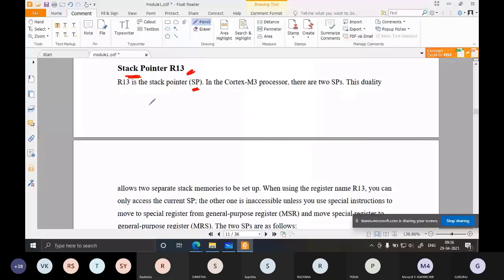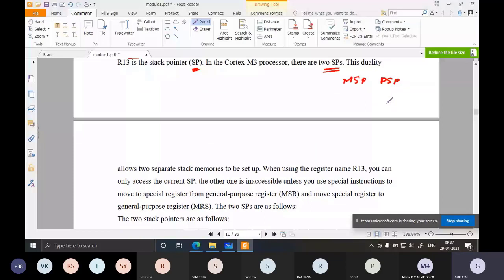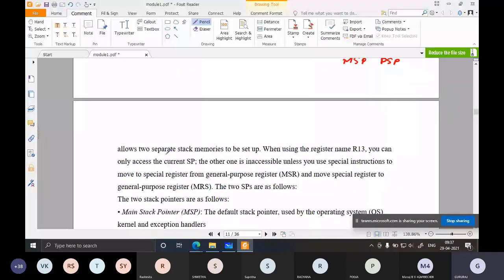Remember this. In the Cortex-M3 processor, there are two stack pointers, two SPs. We saw that one is MSP and one more is PSP: main stack pointer and process stack pointer. This duality allows two separate stack memories to be set up. One is for the main stack and one more is for the process stack.